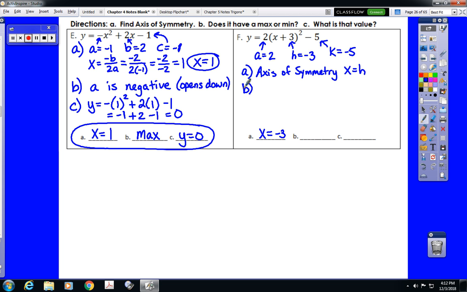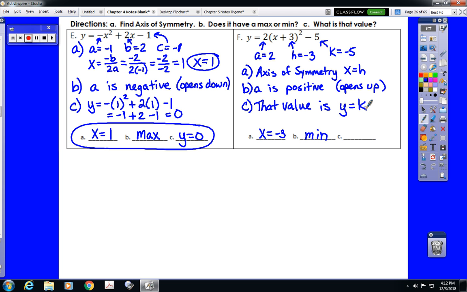B is still based on the a value. In this case, a is positive, which means that this graph opens up, and it means that the vertex is the lowest value, which would be a minimum. Finally, for letter C, it's not nearly as intense as the other version, because that value is y equals k. So in this case, that would be negative 5. Moving on.